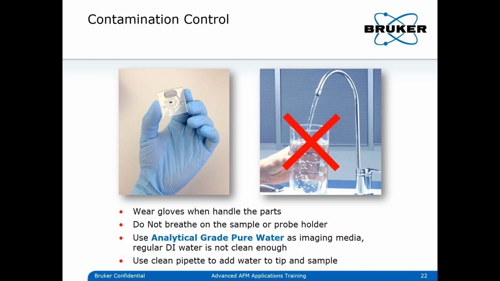Use, here it's called analytical grade pure water, like the Milli-Q Millipore water available, because the standard deionized water is not clean enough. Usually you still have something in there. The Milli-Q Millipore water is also using UV light to kill any organic substances inside, and it's still filtering. And you should use a clean, fresh pipette or syringe to add water to the tip and to the sample.